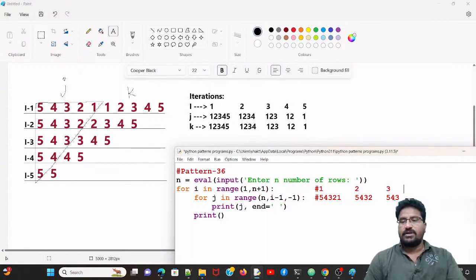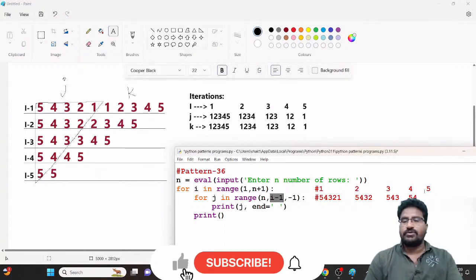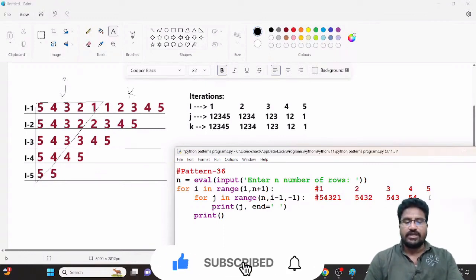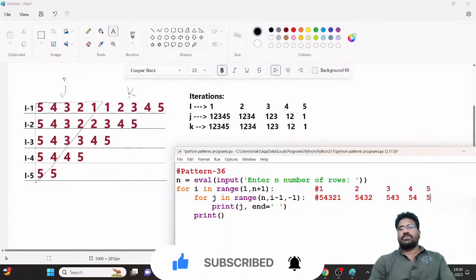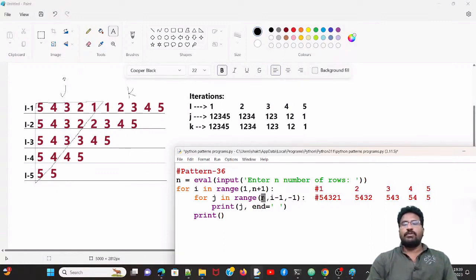When I value 4, 4 minus 1, 3. 3 before, again 4. So 5, 4 will come. When I value 5, then 5 minus 1, 4. Again 4 before 5. So only one iteration. That means 5 will display. So 5 to 5, right? Starting, how much is there? 5 is there. So that 5 will display. One iteration only, guys.